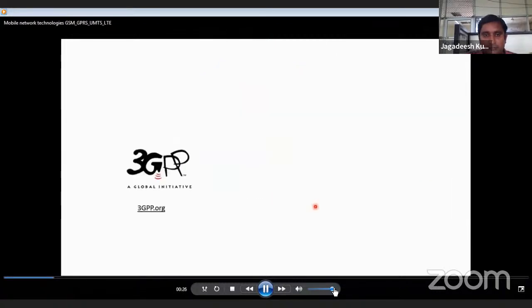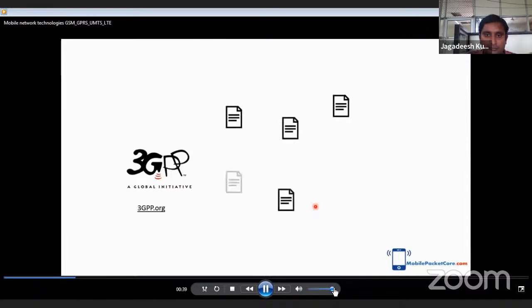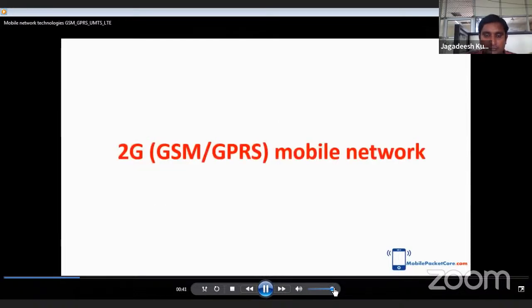In order to understand different mobile network technologies, let's take a quick overview of the organization that developed those technologies. 3GPP is the organization that manages and develops mobile network standards. Those standards cover all aspects of mobile networks.